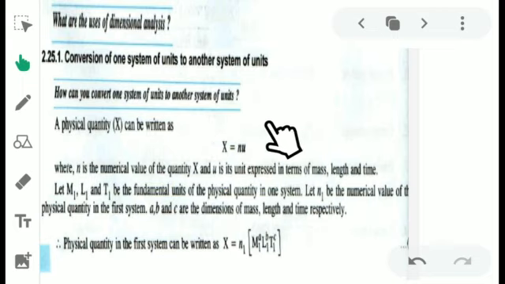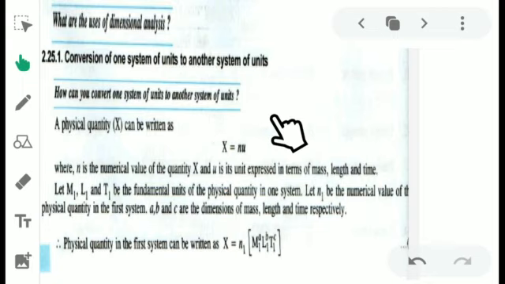You know it, 1 meter is equal to 100 centimeter. 1, that is the numerical part. Meter, that is the unit part. 100, that is the numerical part. Then centimeter, again it's a unit part. But dimensionally both are the same, so we are writing 1 meter is equal to 100 centimeter.